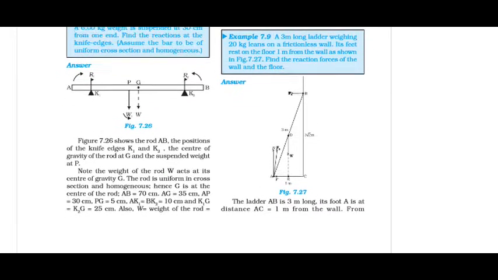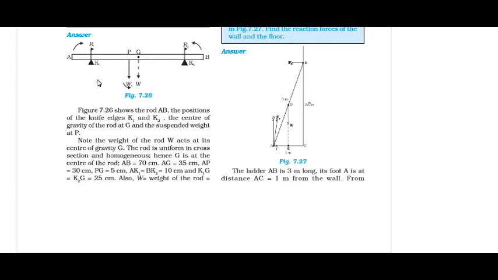So this is the figure according to the question. Now figure 7.26 shows the rod AB. This is the rod AB. The positions of the knife edges K1 and K2. So the two knife edges are K1 and K2. The center of gravity of the rod is at G and the suspended weight is at P.